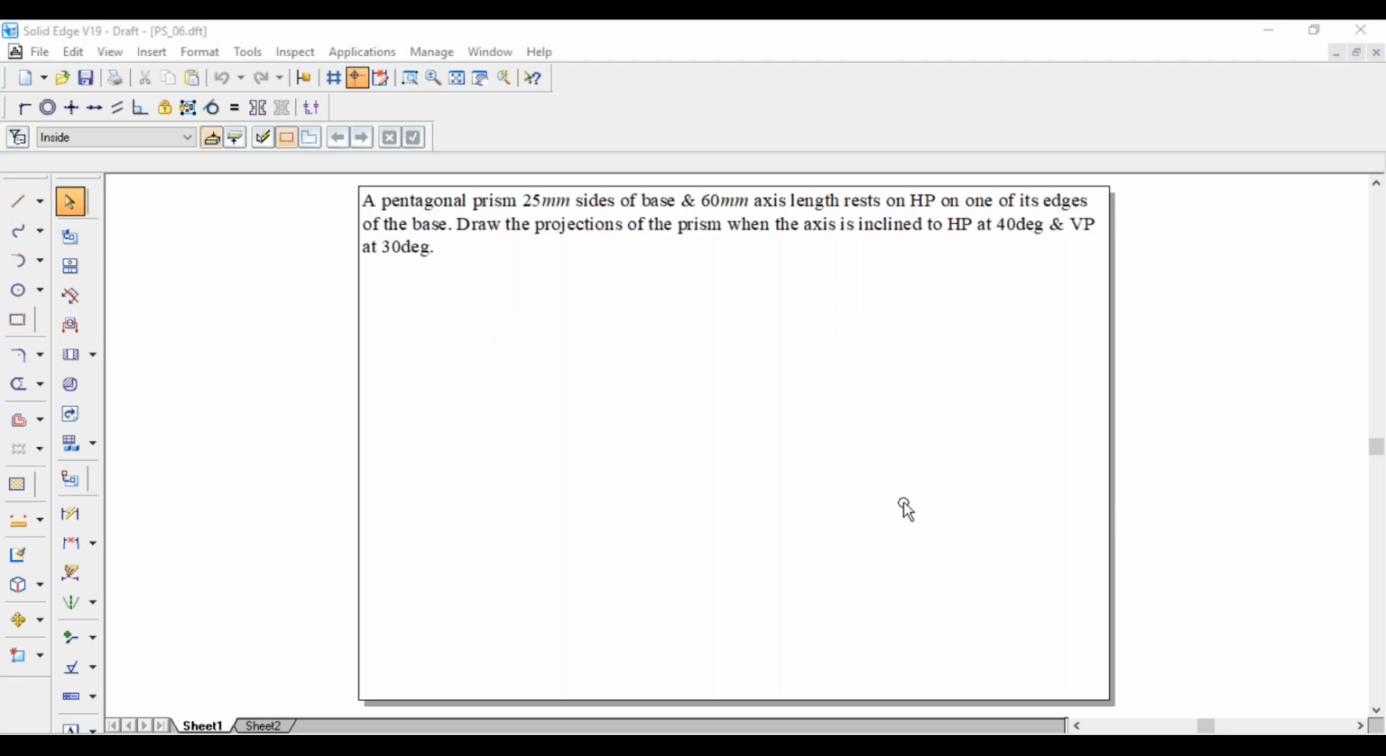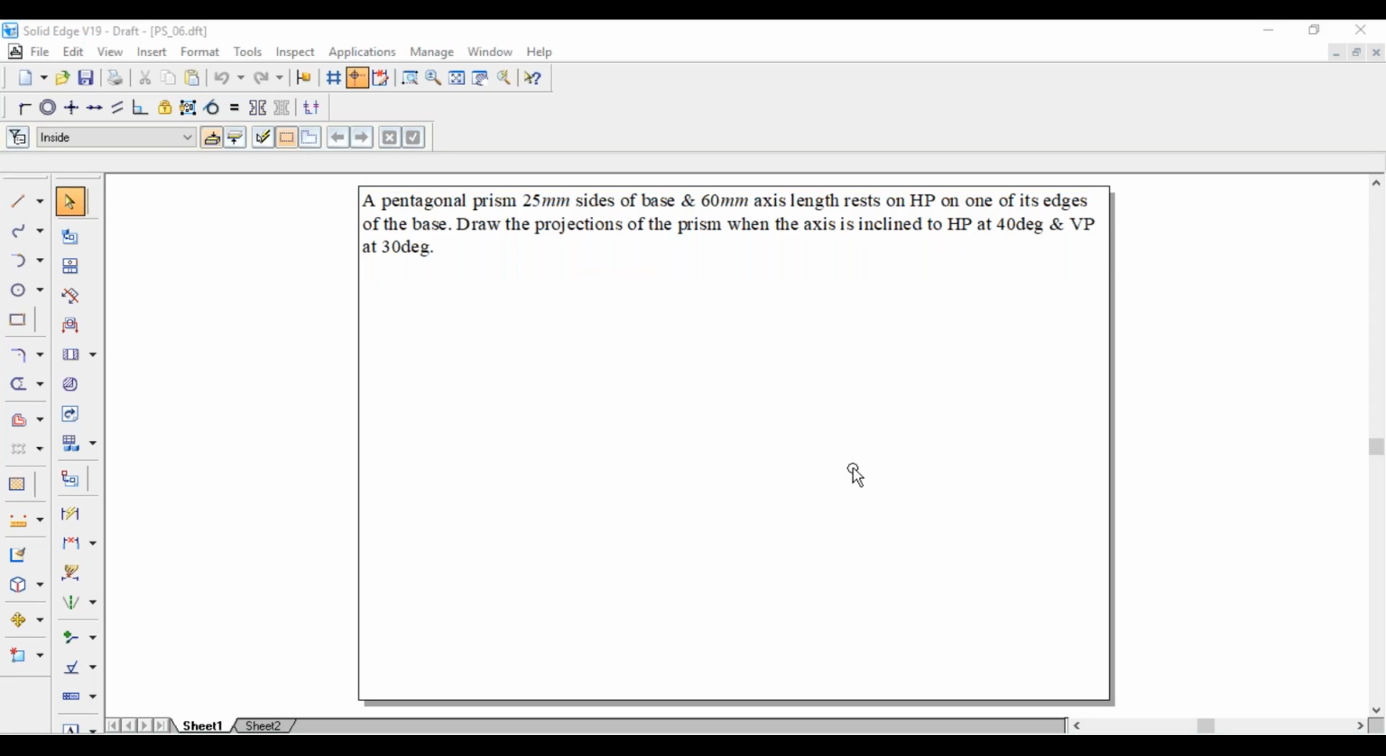Myself Raghavendra. Today we are going with a prism problem. A pentagonal prism, 25 mm sides of base and 60 mm axis length, rests on HP on one of its edges of the base. Draw the projections of the prism, and the axis is inclined to HP at 40 degree and VP at 30 degree.